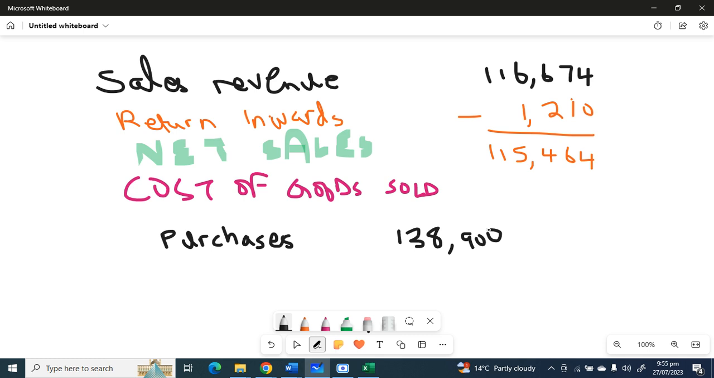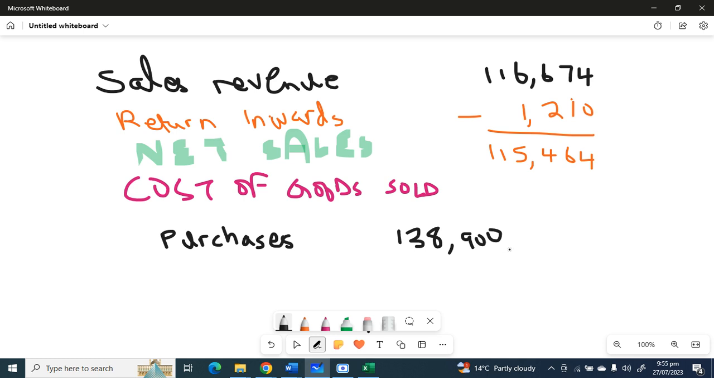Yes. So one thing I just want to illustrate. If we had opening inventory, whenever you add opening inventory and purchases, it gives you the total cost of goods available for sale. So in this case, since we only have purchases, this is the total cost of goods available for sale.